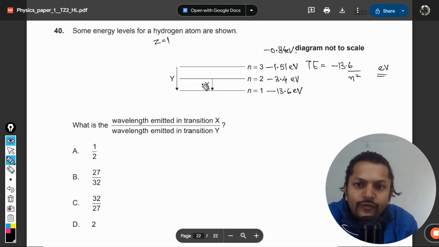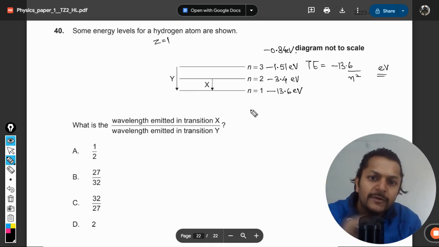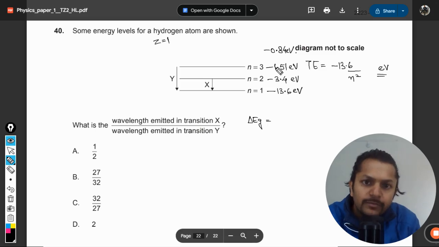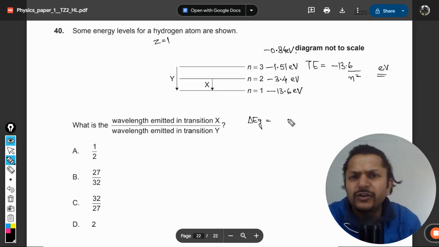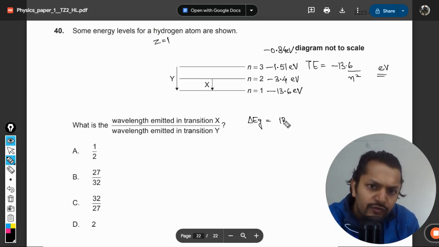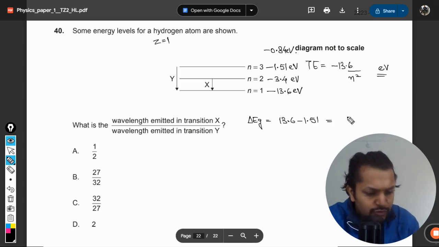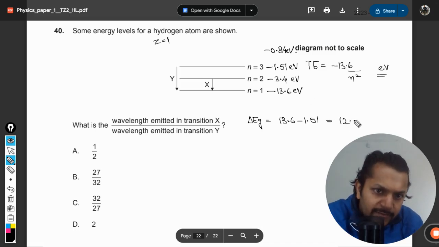So now let us go for the transition for Y. The transition for Y is going from 3 to 1. So what is the energy gap between 3 and 1? It will be this minus this, and we are interested only in the magnitude, by the way. So one will be taken positive, another will be negative. So we can take 13.6 minus 1.51. Because we are having a calculator with us, that will come out to be 12.09.